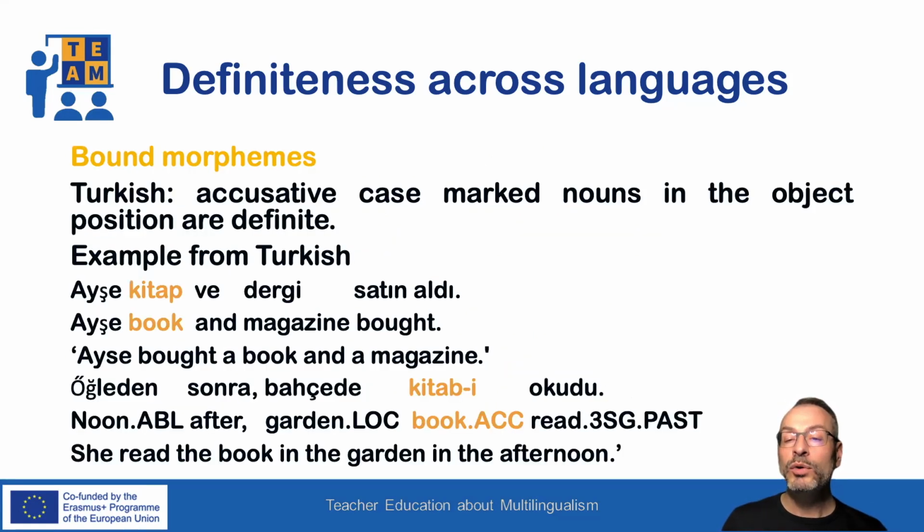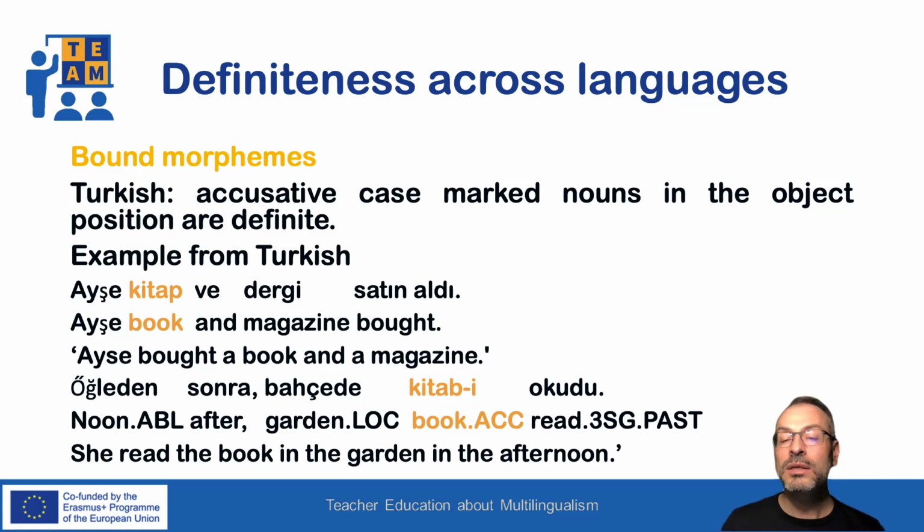If we now focus on languages that mark definiteness with bound morphemes, like Turkish, nouns in the accusative case in the object position are definite. In this example, we can see that in the first sentence, when the book is known to the speaker but not the hearer, it is used without accusative case, Ayşe kitap.